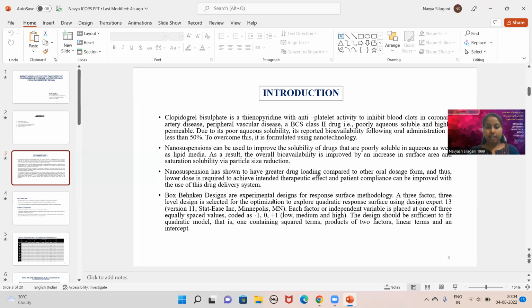Box-Behnken designs are experimental designs for response surface methodology, and here we are considering three factors and three levels selected for optimization to explore the quadratic response surface using Design-Expert. Each factor or independent variable is placed at one of three equally spaced values, coded as -1, 0, and +1. And the design should be sufficient to fit the quadratic model, that is one containing the squared terms, products of two factors, linear terms, and an intercept.